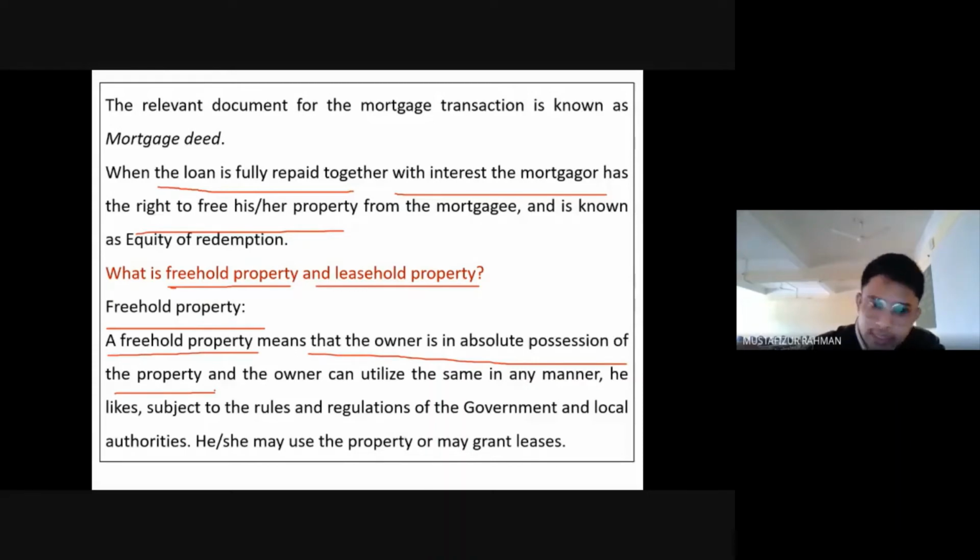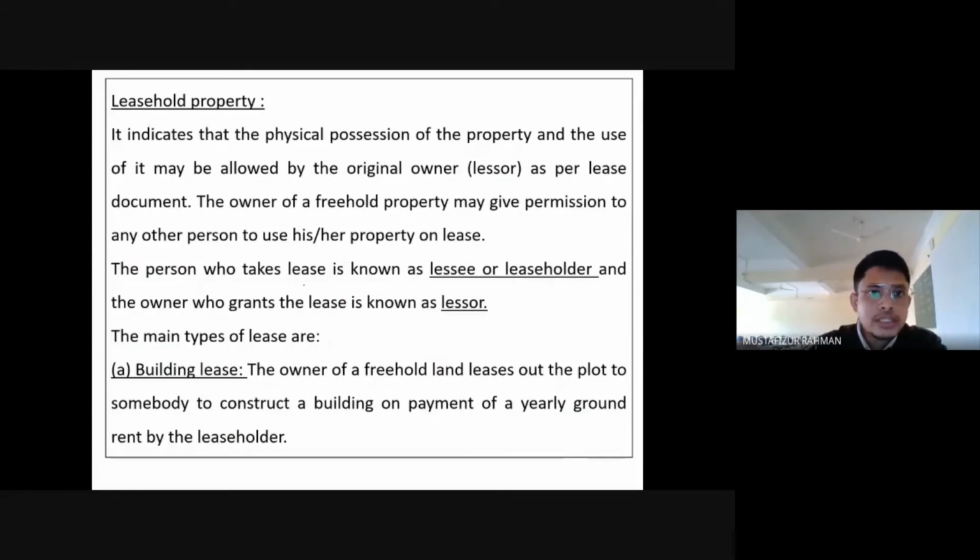So yes, you are the owner, you can do whatever you want, but you have to follow the rules and regulation of the government and local authorities. So that is freehold property. Okay, then leasehold property. What is leasehold property?